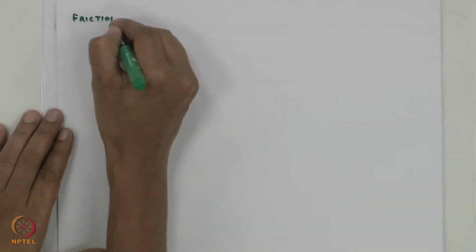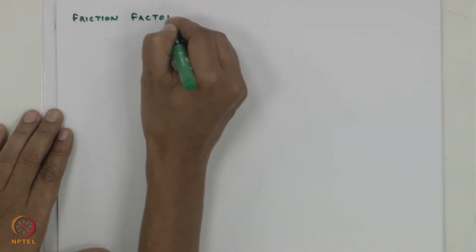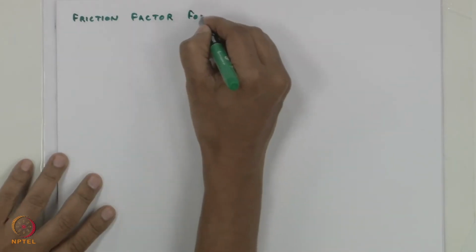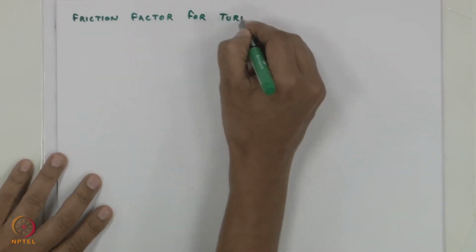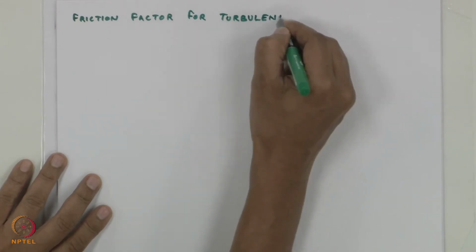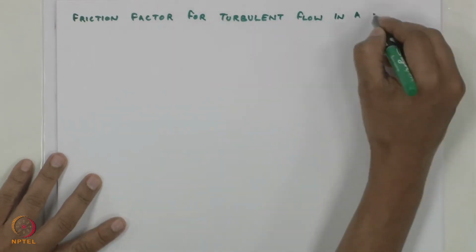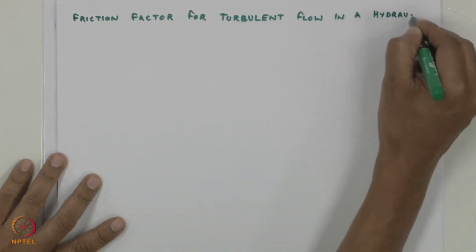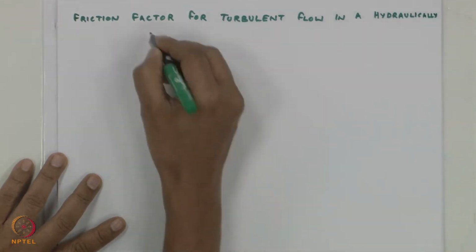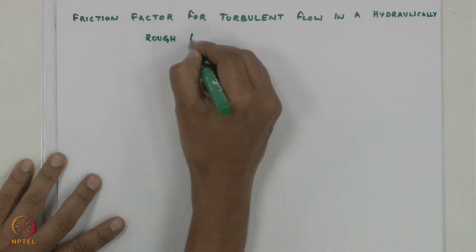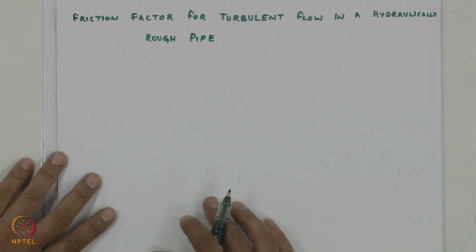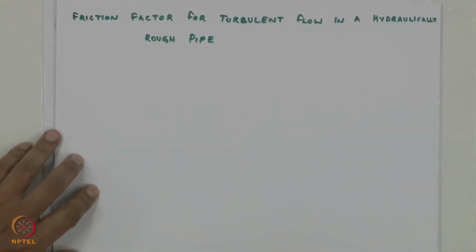So now let us take up friction factor for turbulent flow in a hydraulically rough pipe. I cannot use the same universal velocity profile. For hydraulically rough pipe, I have to come up with a universal velocity profile.